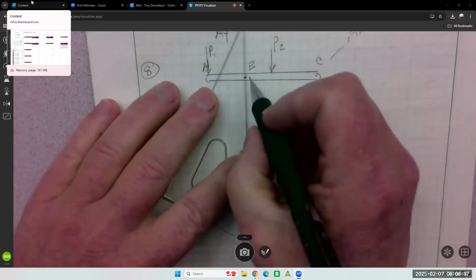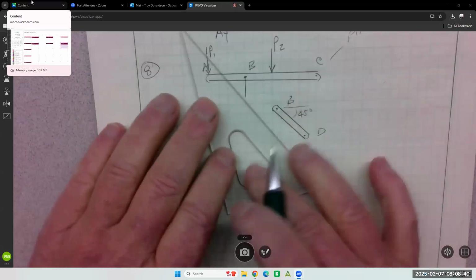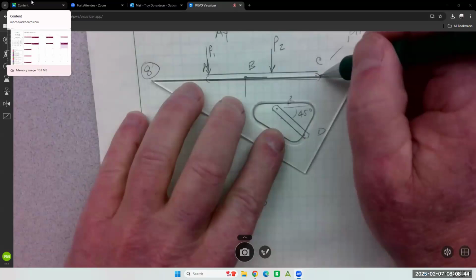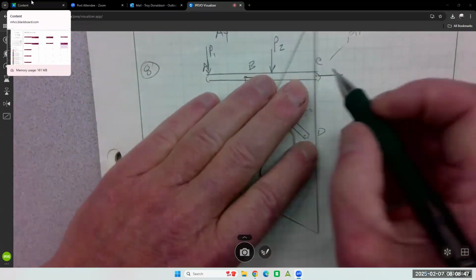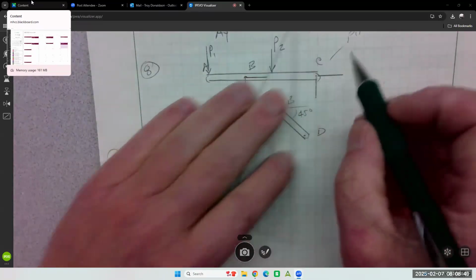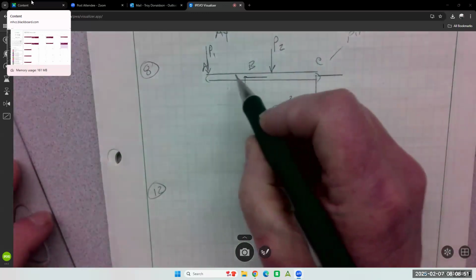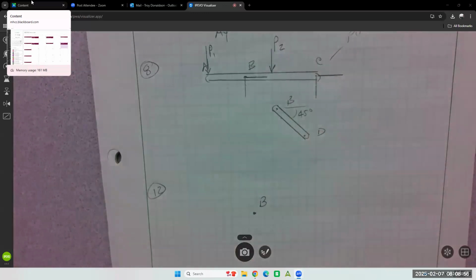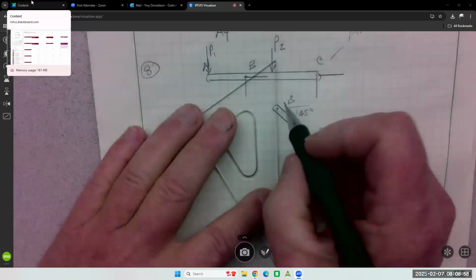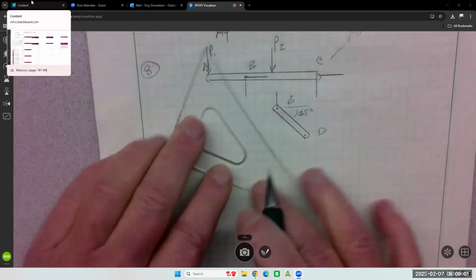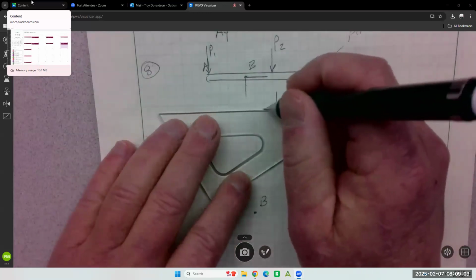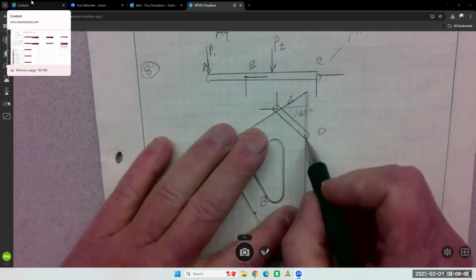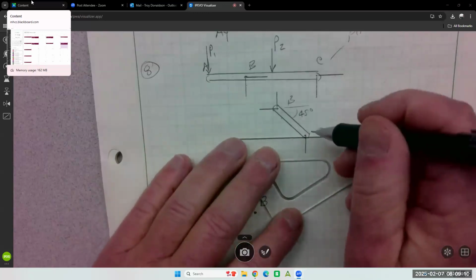So each one of these gets a X and a Y. And it doesn't matter where you draw them. This one could be drawn here. This one could be drawn over here. This one could be drawn up. That doesn't matter. Right? And then B has a pin. And D has a pin. Any other pins? Did I miss any?